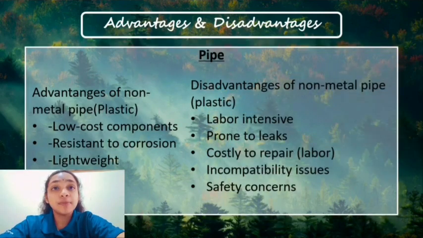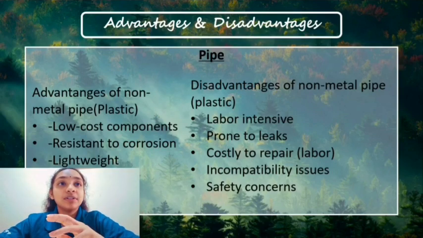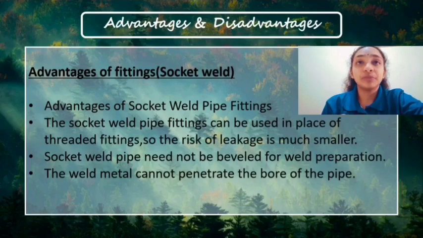The advantages of non-metal pipes, which is plastic, is low cost component and it's also resistant to corrosion and it's lightweight. So the disadvantages of non-metal pipe is labor intensive, prone to leaks, costly to repair, and incompatibility issues, and also safety concerns. So the advantages and disadvantages of fittings.